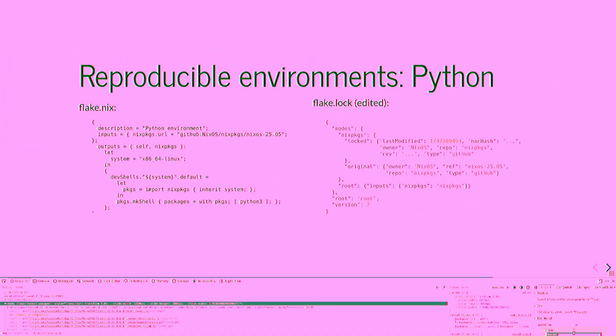So a quick example: you've got a flake.nix on the left, a flake.lock file on the right, and if you have these two things in a directory and you invoke the environment, you can distribute this pair of files to anybody on your team. Everyone will have the same environment.